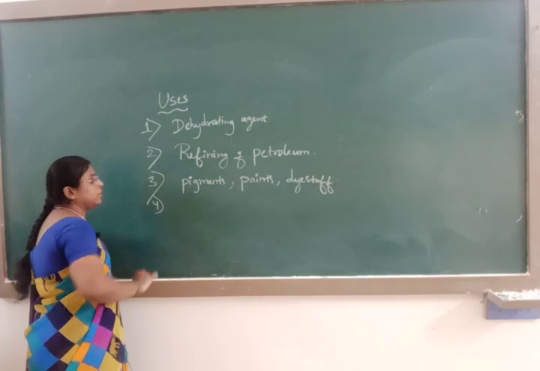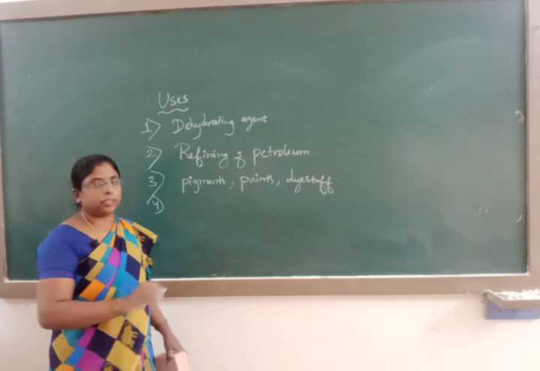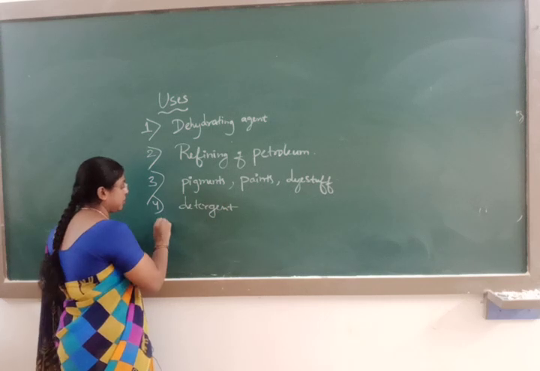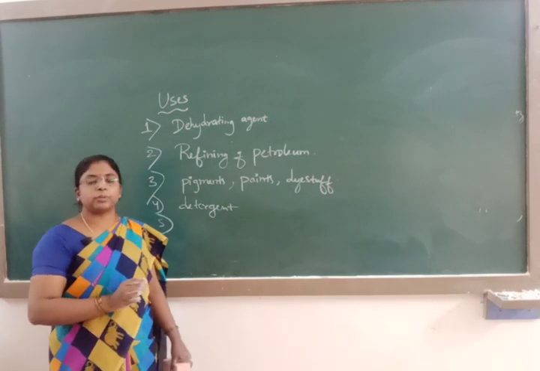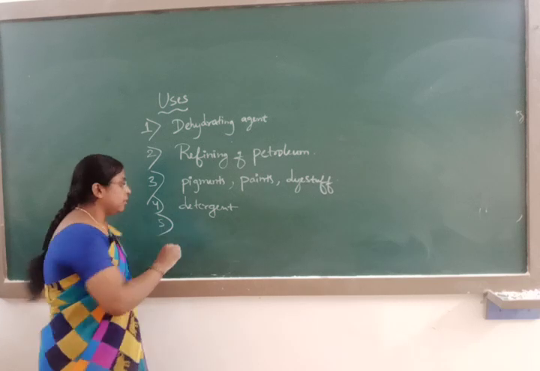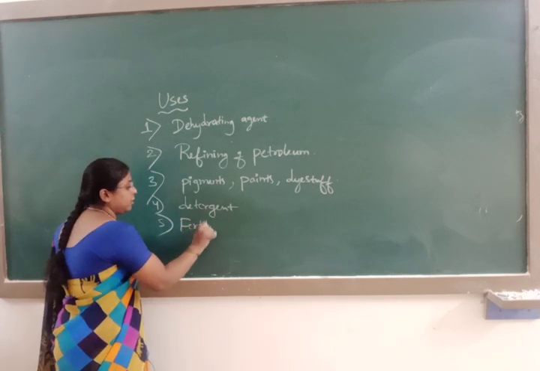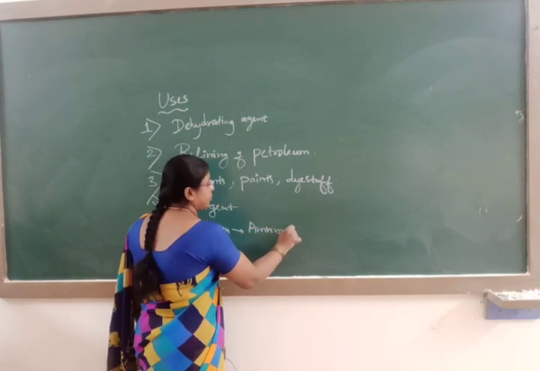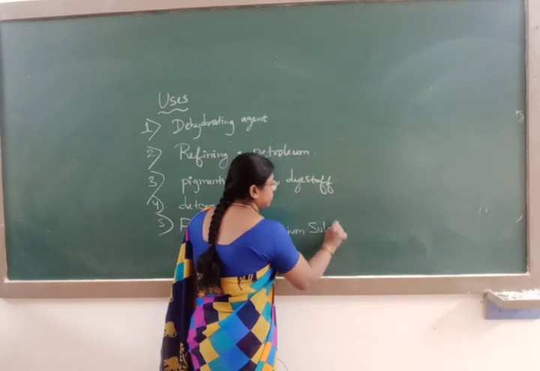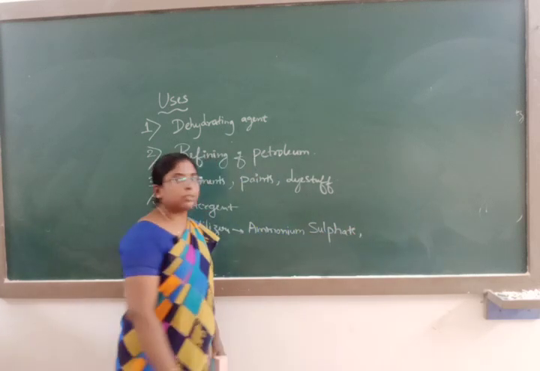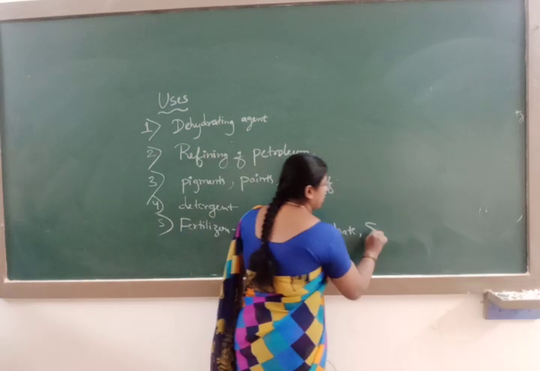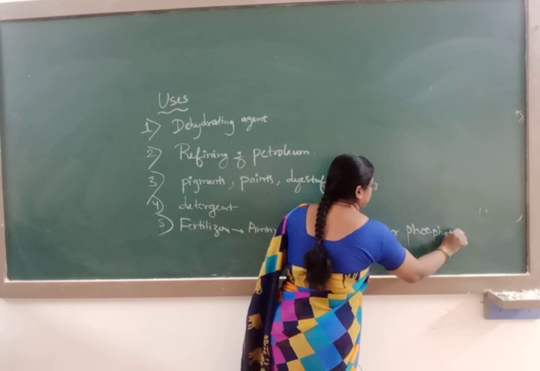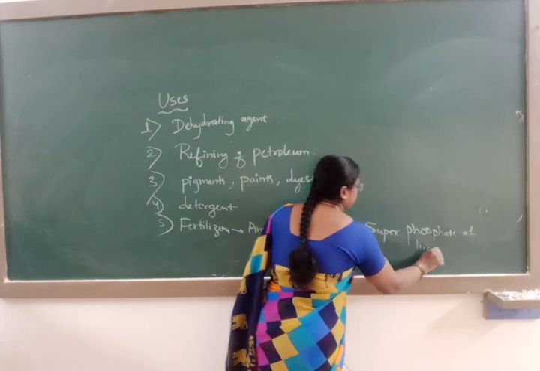Concentrated sulfuric acid is used in the detergent industries. It is used in the manufacture of fertilizers, like ammonium phosphate, ammonium sulfate, and another is superphosphate of lime.